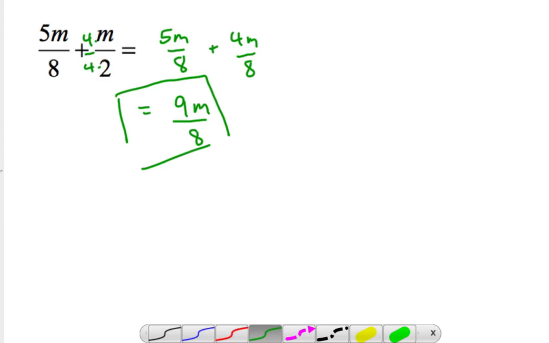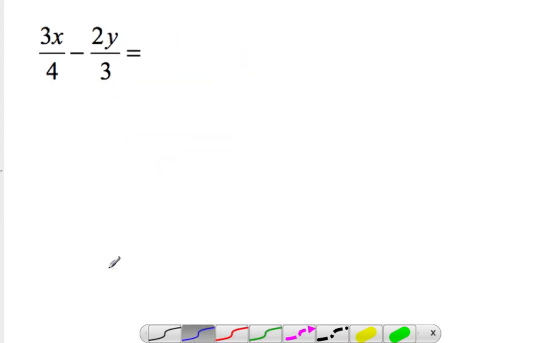Nice. Okay. The next one to consider, we need to get a common denominator, the lowest common denominator. So 12 this time. In order to get that, I'm going to multiply this one by a funny looking 1, because it's just going to change the clothes. It's going to be the same value, but it's going to look different. And this one I'll multiply by 4 over 4. And so the first fraction will be 9x over 12 minus 8y over 12.